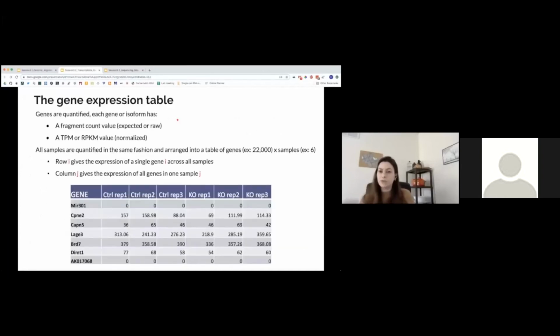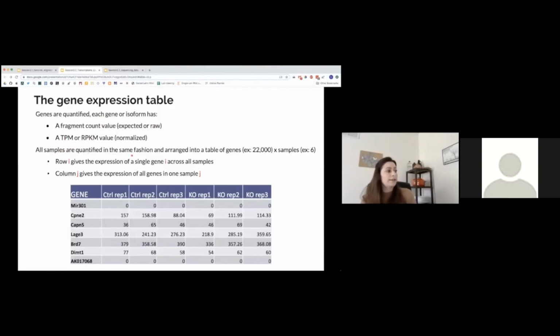All right, so what does it look like in the end? You got through all of this and you have your results. The genes are quantified, and each gene or isoform is going to have a fragment count value. That can be the expected count, which comes from these probabilistic models such as RSEM, or the raw count, which is just a count of how many reads align there with no probabilistic model. And you also are going to have a normalized value, which we'll go into in another session, of TPMs, transcripts per million, or RPKMs, which I'll go into later.